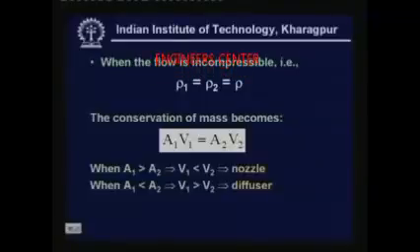And when the reverse case, when A1 is less than A2, that means cross sectional area increases in the direction of flow, then obviously according to the conservation of mass equation, the velocity should reduce in the direction of flow, and this is what is known as a diffuser.